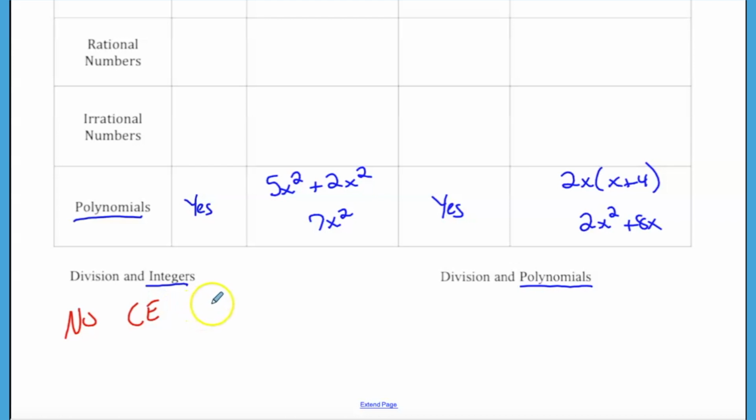So if I take 5, an integer, divided by 10, another integer, I will end up with 1/2, which is not an integer, and it could be the same idea. If I take x divided by x squared, I will end up with 1 over x, which is a rational function, but not a polynomial, because that would give us x to the negative first power.